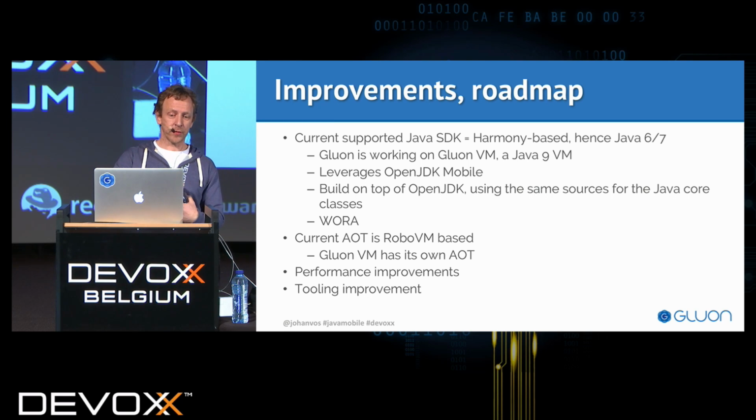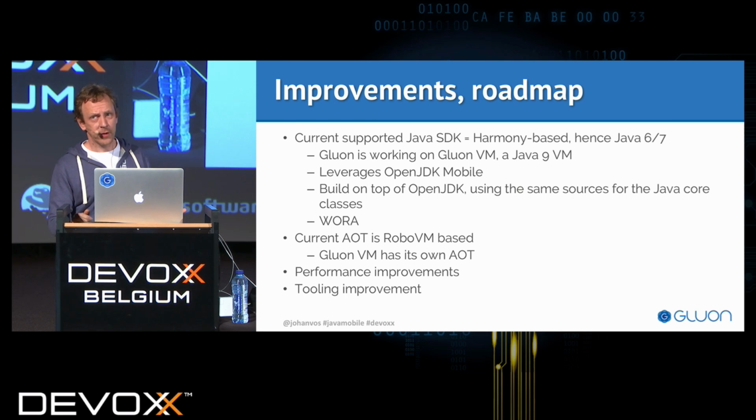But we are still improving. So at this moment, we support Java, well, as I said, we're Harmony based, which is Java 6.7. Harmony is a VM that's end of life. It has a long history, which we're not going into now. But it will never reach Java 8 compatibility.